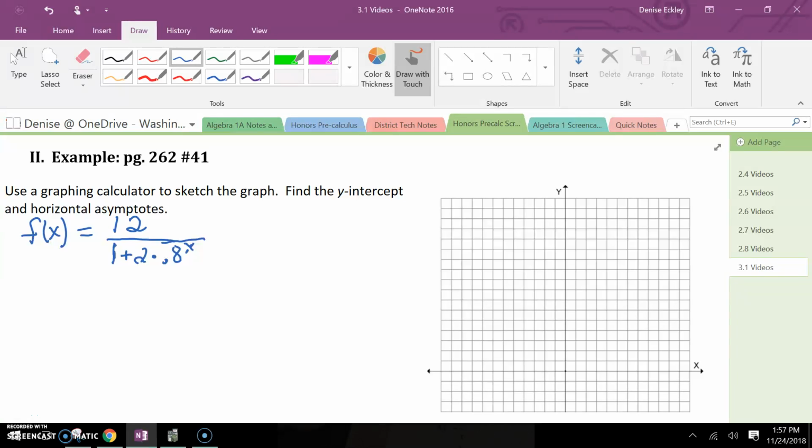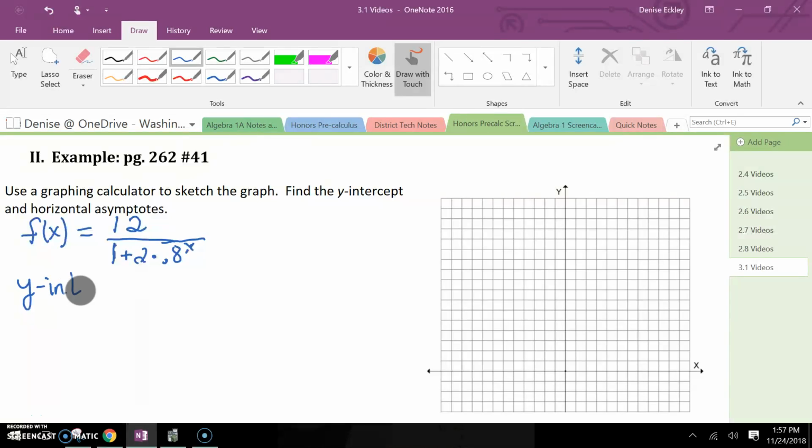Number 41 on page 262 asks us to use a graphing calculator to sketch the graph and to find the y-intercept and the horizontal asymptotes. So I'm going to first find those algebraically, and then we can confirm them on the graph. So the first one is the y-intercept.